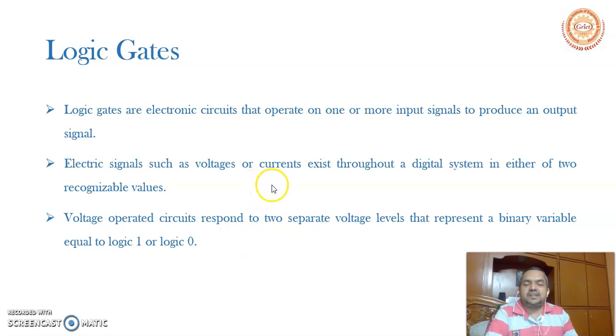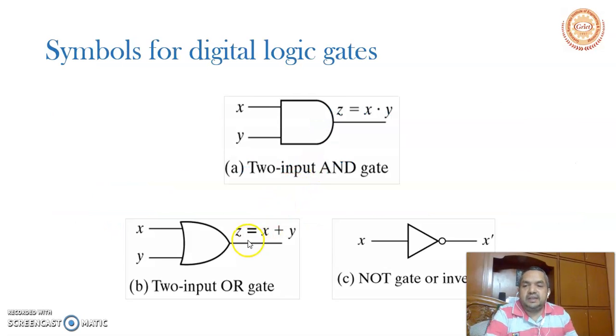Every logic gate has some number of inputs and some number of outputs. Here these are the symbols for digital logic gates. Whatever gates we are showing here are the basic logic gates.